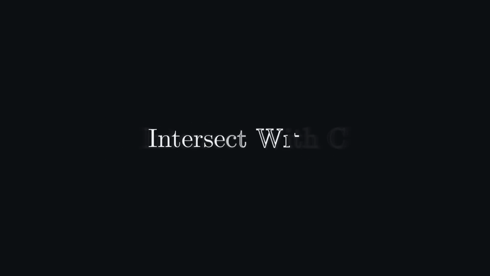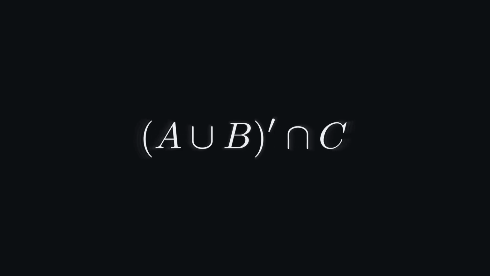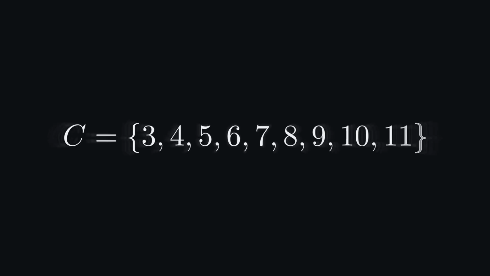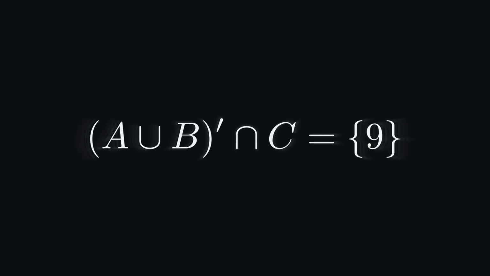Next, let's intersect the complement with set C. We will find the intersection of the complement with set C. Let's highlight the final common element. The complement is 1 and 9. Set C includes integers from 3 to 11. The common element between them is 9. Thus, the intersection of the complement with C gives us 9.